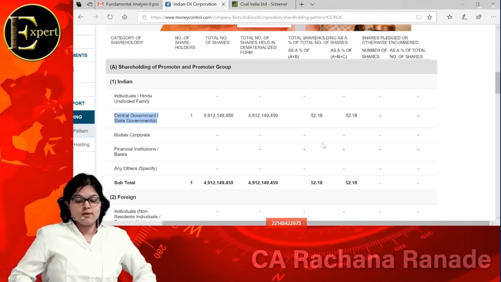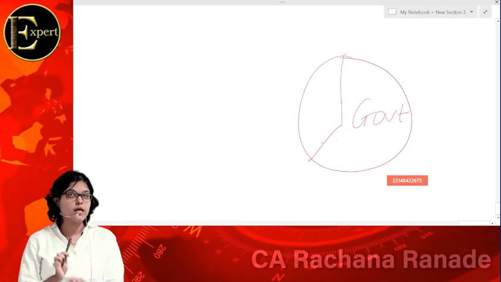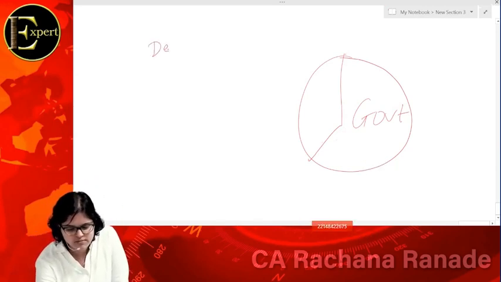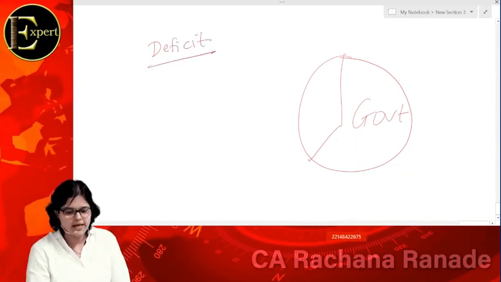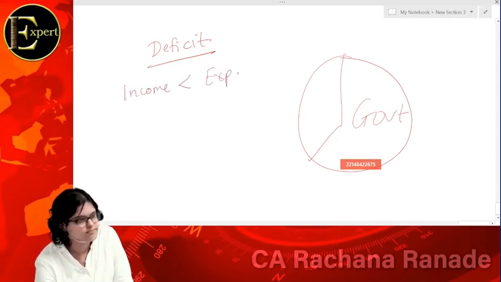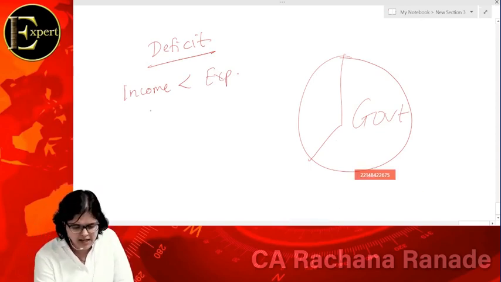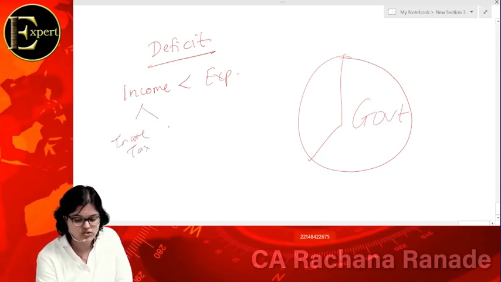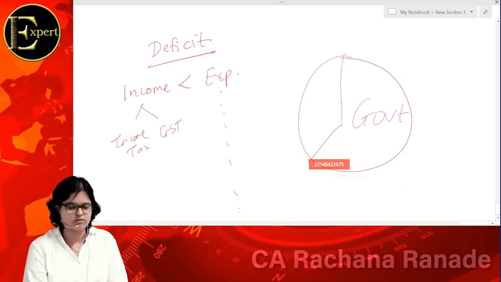I'll tell you what happens. Government is in need of money. You might have heard this word because it is going to come up in our economy analysis: government is in deficit. What do we mean by deficit? The income earned by the government is less than the expenditure of the government. What is the income of the government? Taxes. Mainly two types of taxes: direct taxes like income tax and indirect taxes like GST. That is their major income. And expenditure, the list will just go on and on.